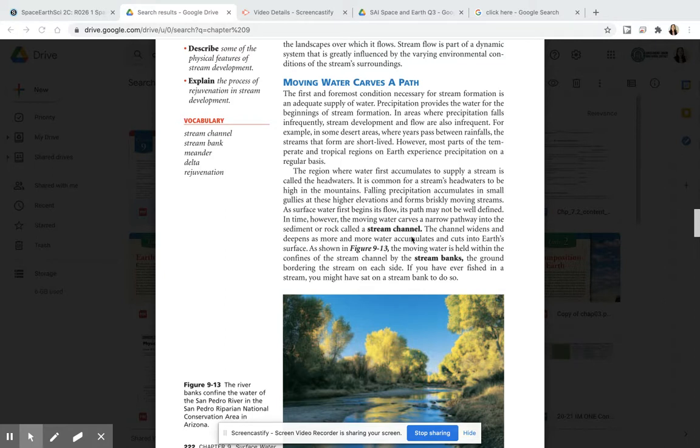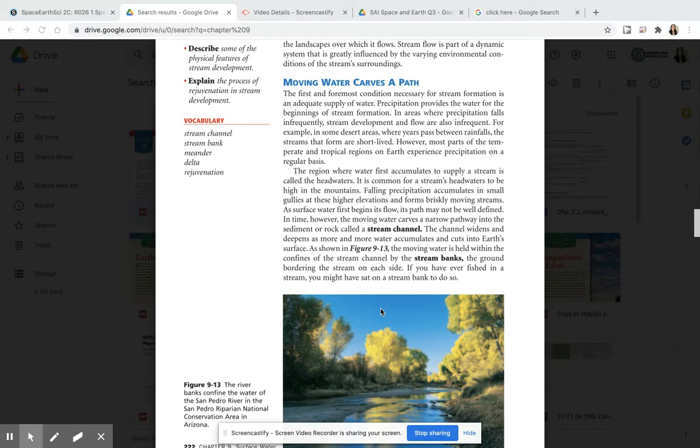The region where water first accumulates to supply a stream is called the headwaters. It is common for a stream's headwaters to be high in the mountains. Falling precipitation accumulates in small gullies at these higher elevations and forms briskly moving streams. As surface water first begins its flow, its path may not be well defined. In time, however, the moving water carves a narrow pathway into the sediment or rock called a stream channel.